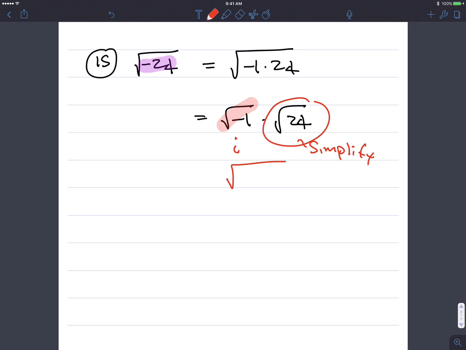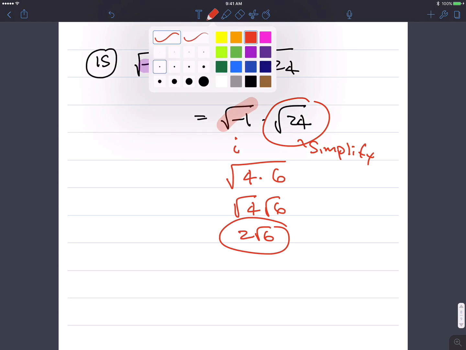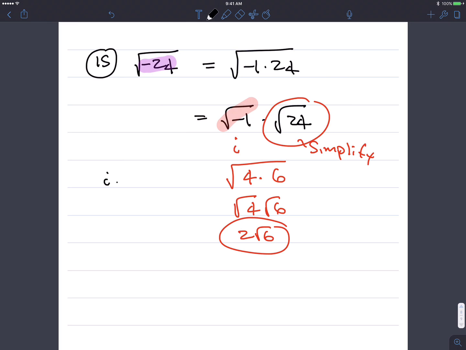The largest perfect square that goes into 24, I believe, is 4, and it's 6 times 4, where 6 is the quotient. Square root of 4 times the square root of 6, or 2 times the square root of 6. Altogether, i times 2 times the square root of 6, or simply 2 times the square root of 6i.